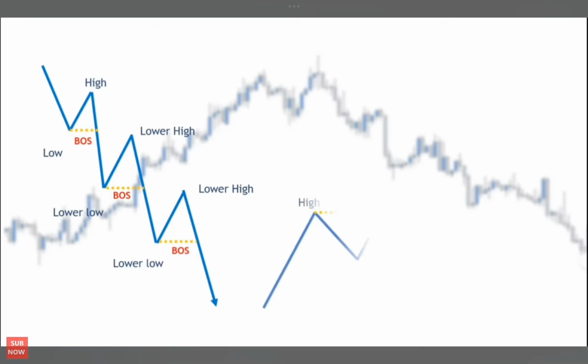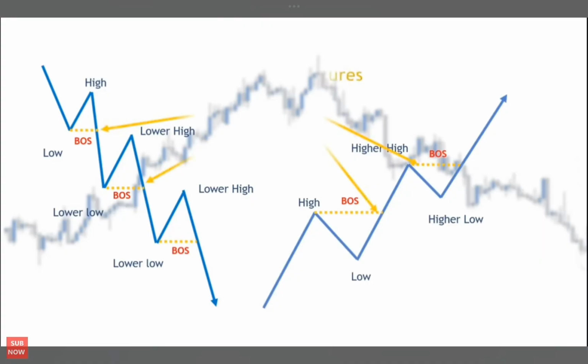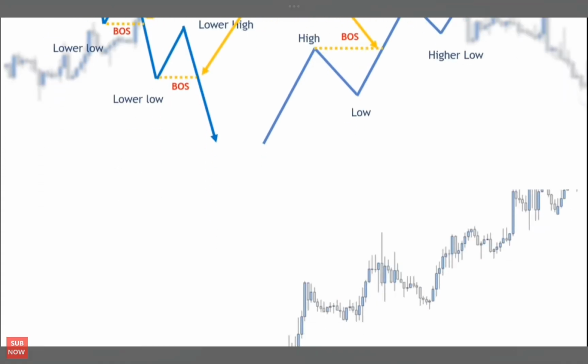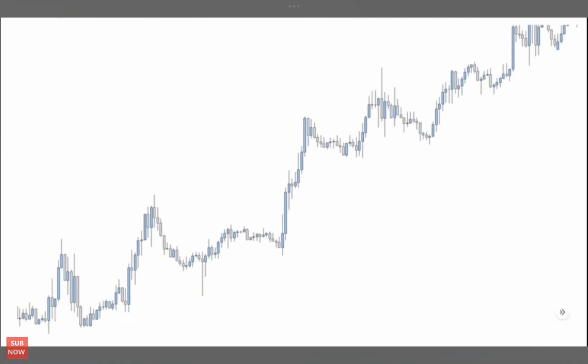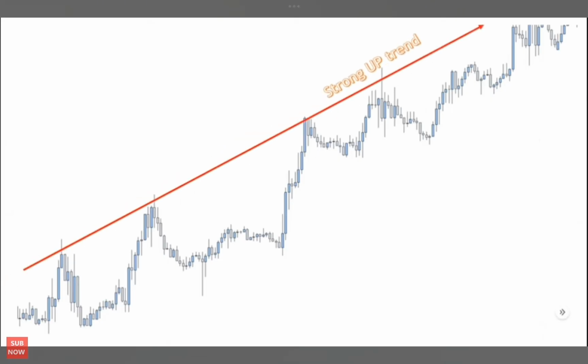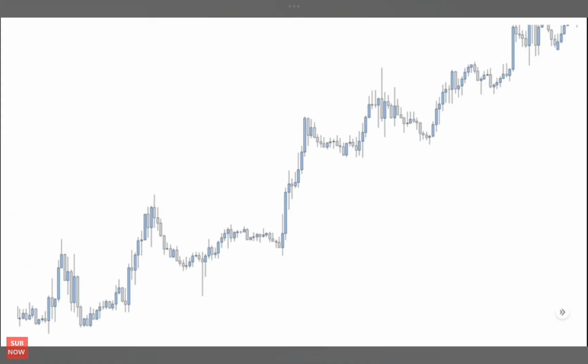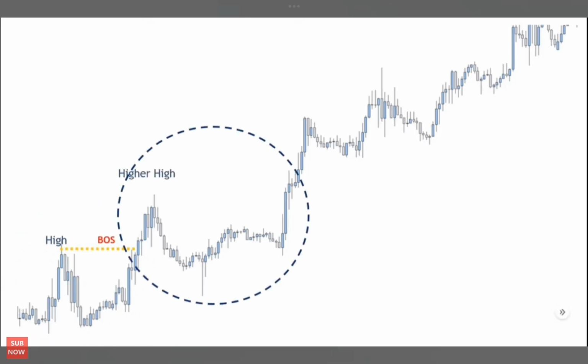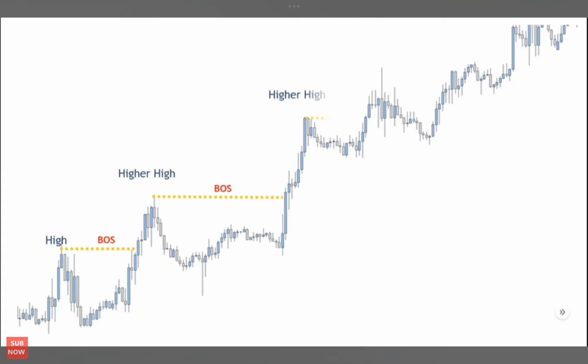And in a bullish scenario, it forms when the price breaks the last high. Let's take a look at the chart and see whether we can specify the BOSs. As you can see, there is a strong uptrend. Here the price breaks the previous high in an uptrend, so we mark it as a BOS. Again, the price breaks the previous high, so we highlight it. And the rest just like the others.